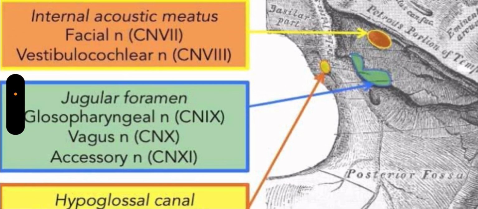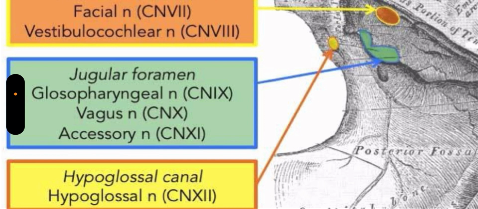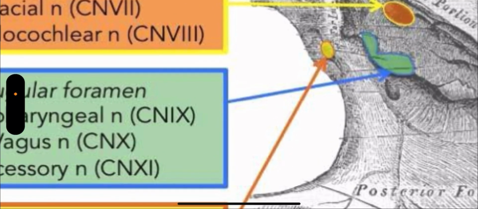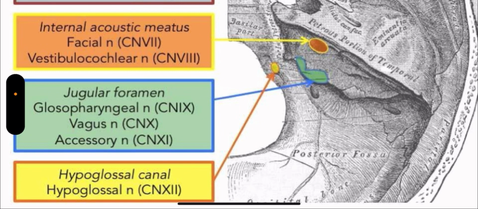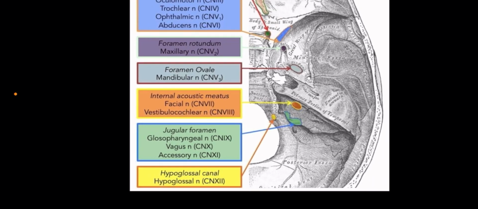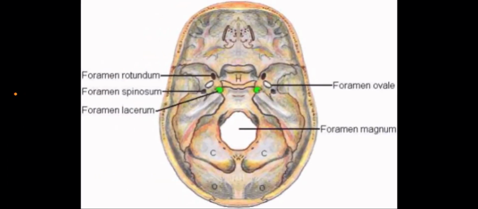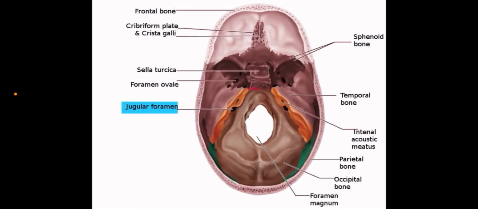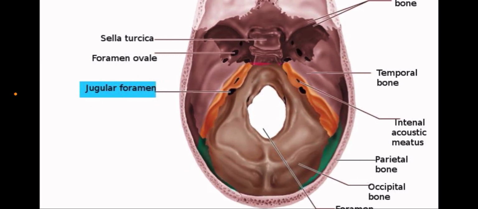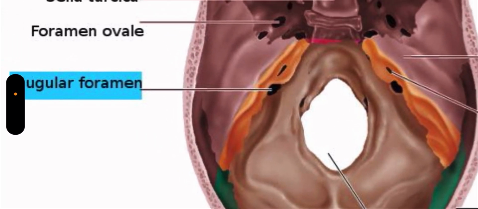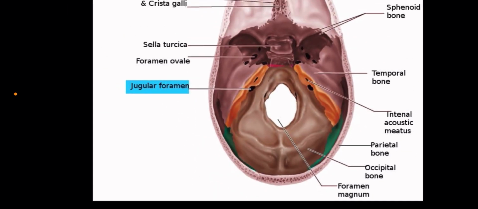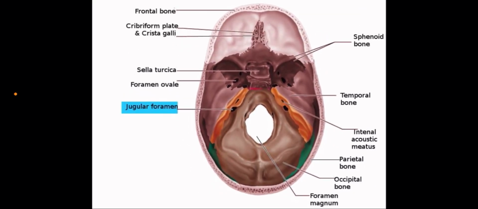And this is the foramen ovale. This is the jugular foramen. And as you can see here, this is hypoglossal. The yellow one here is hypoglossal, and it's so close to the foramen magnum. That's why I included it in one mnemonic. There's another picture for foramen ovale, foramen magnum, rotundum, spinosum, and lacerum. As you can see here, jugular foramen on the side. It's quite obvious.